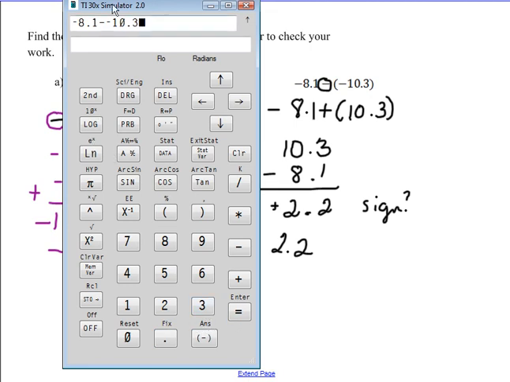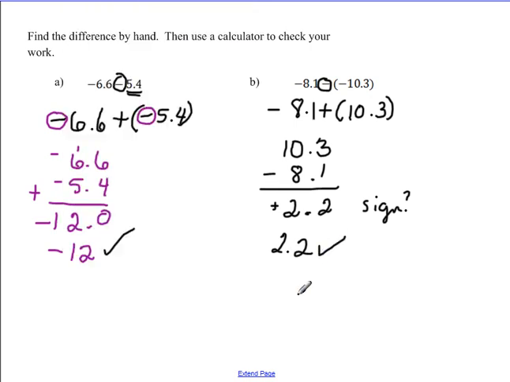And we just want to make sure that we've entered everything in correctly. When we go to press the enter, we have 2.2, and that's exactly what we ended up with for our final answer when we worked it out by hand.